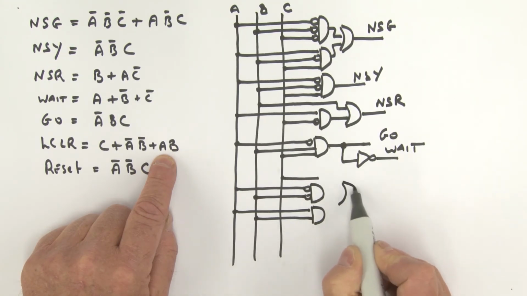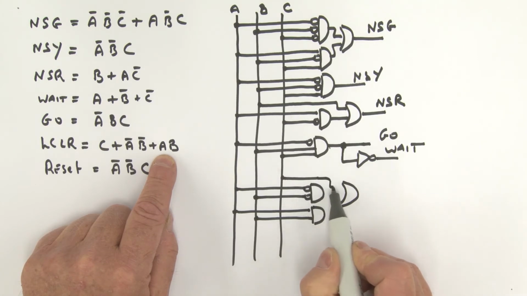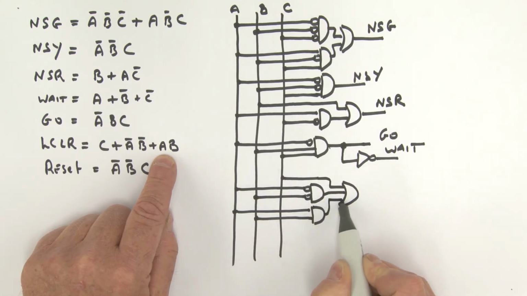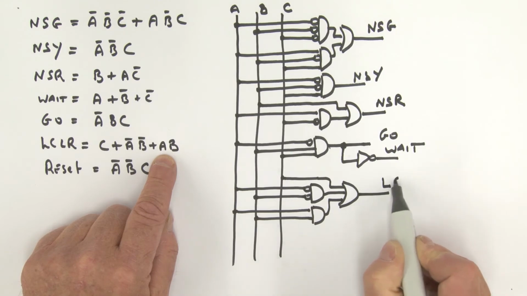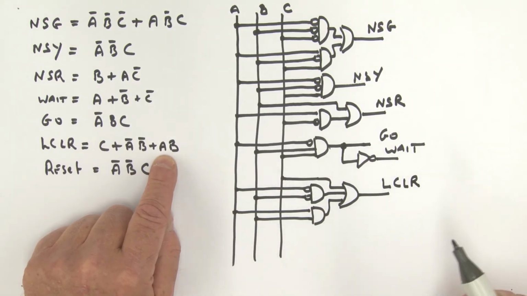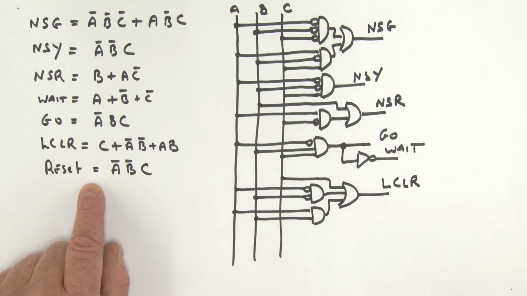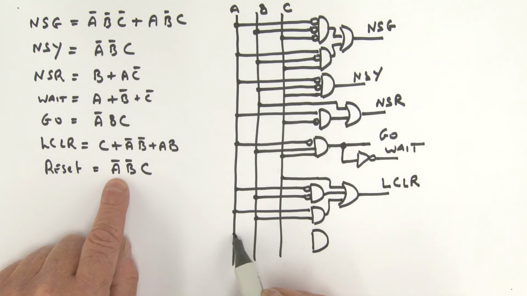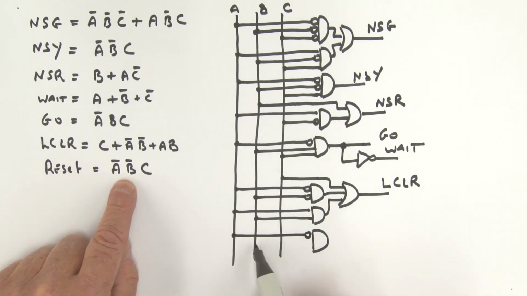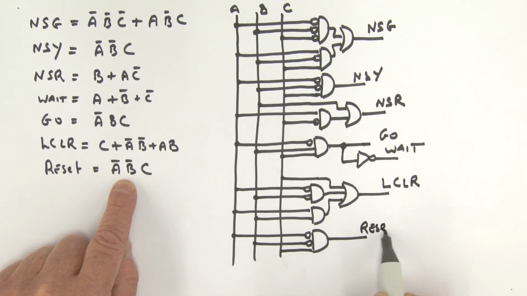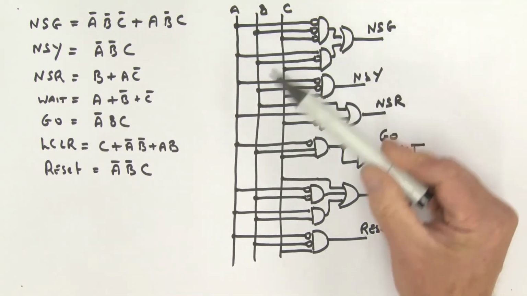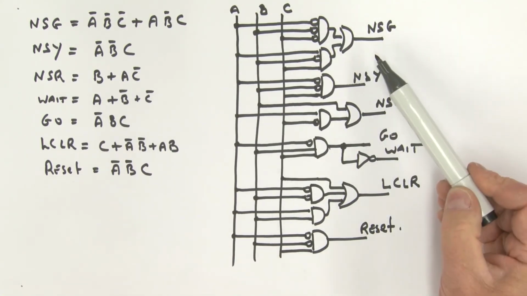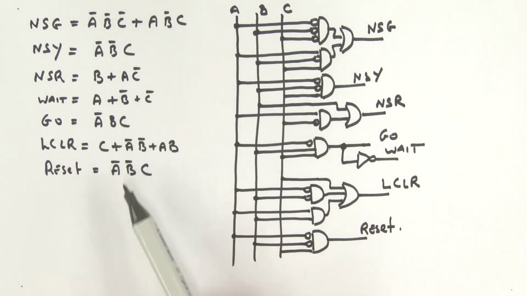Now I'm ORing these together. Here I have C feeding in, and these two other product terms feeding in like so, and this is the clear output. Last one, of course, is reset. A single product term here, and we're feeding in A bar, B bar, and C, and that is, of course, my reset.